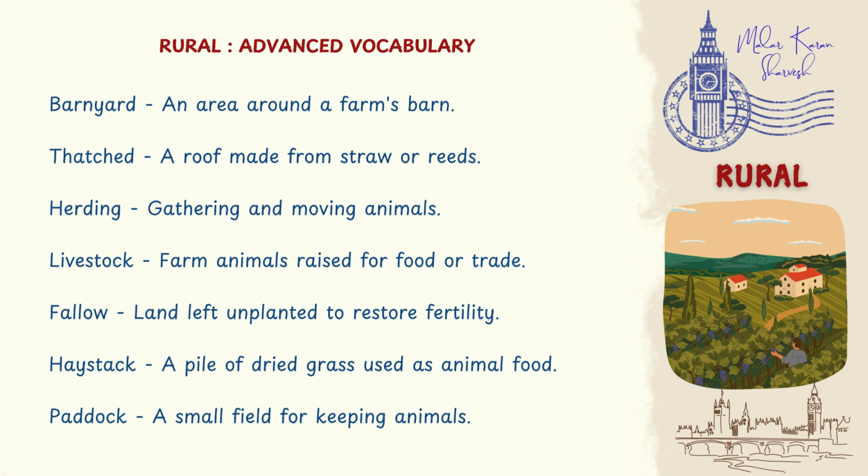Thatched, a roof made from straw or reeds. Herding, gathering and moving animals. Livestock, farm animals raised for food or trade. Fallow, land left unplanted to restore fertility. Haystack, a pile of dried grass used as animal food. Paddock, a small field for keeping animals.